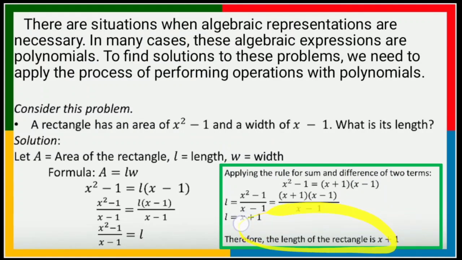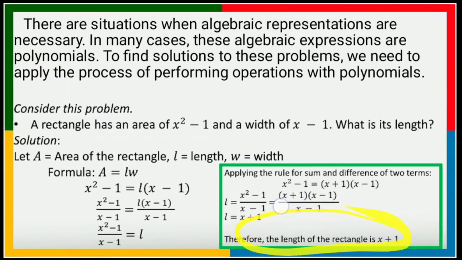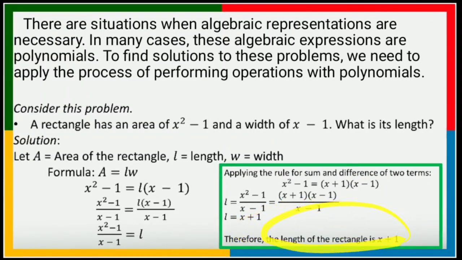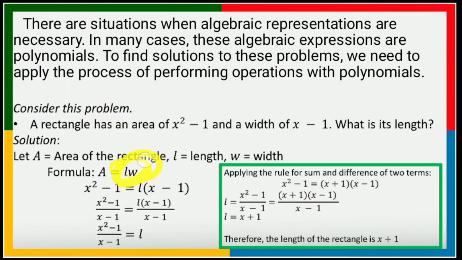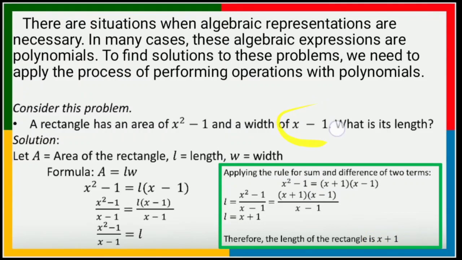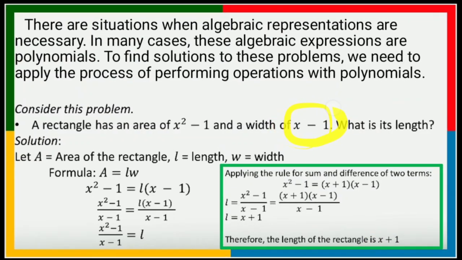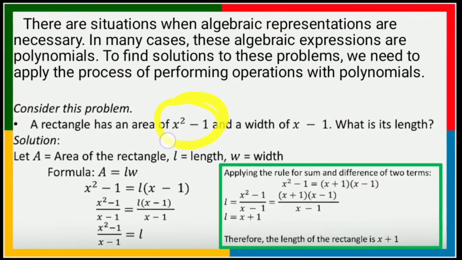As you can see, when we multiply length times width, that is length x plus 1 times width x minus 1, the answer is x squared minus 1.